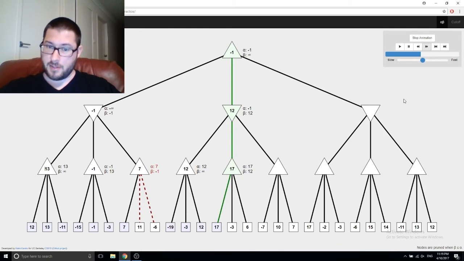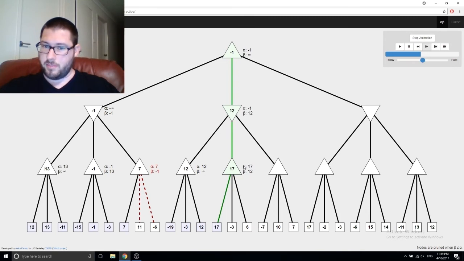And now what's happened? The alpha value has become higher than the beta value. And what does that mean? Well, it means that the highest value that this node will consider giving you is 12, because it knows that it can give you a 12 if it takes this path.